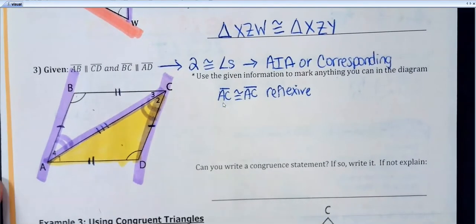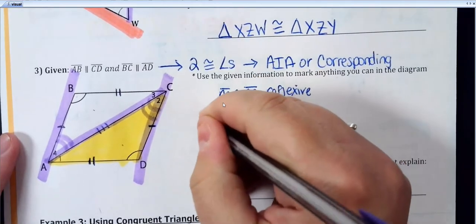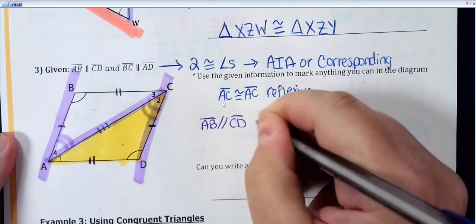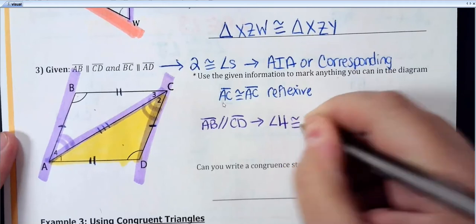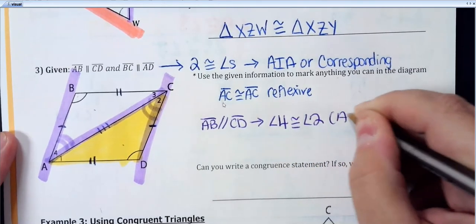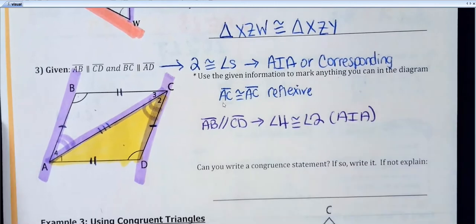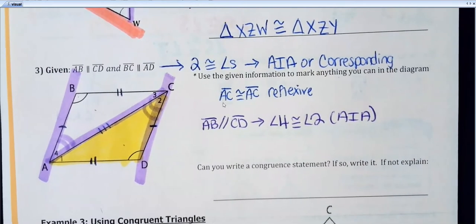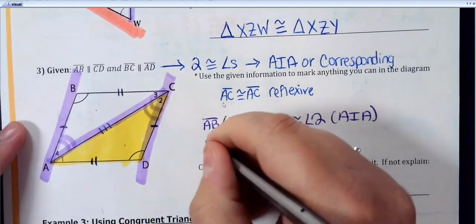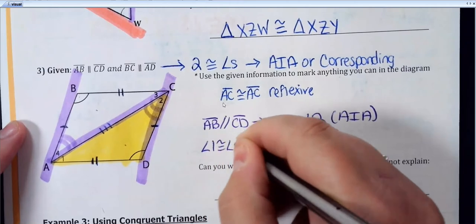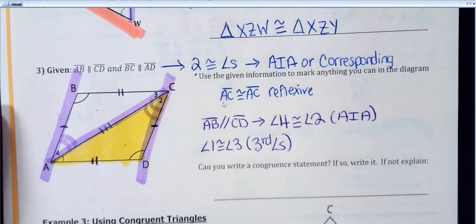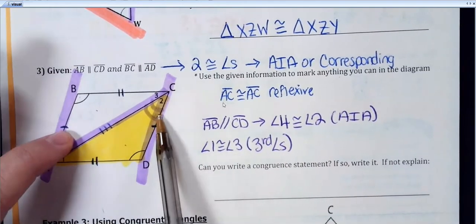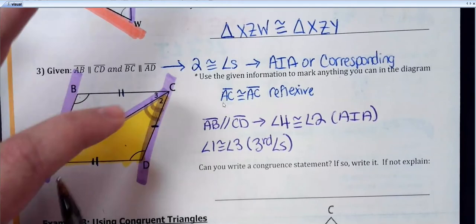Here's what I'm going to write. Because AB is parallel to CD, what I can have from that is that angle 4 is congruent to angle 2, and my defense of that would be alternate interior angles. From that point, I could say, just from that information, angle 1 has to be congruent to angle 3, and my defense would be the third angles theorem we talked about on the front, because I've got two sets, and that forces that third set to be congruent.